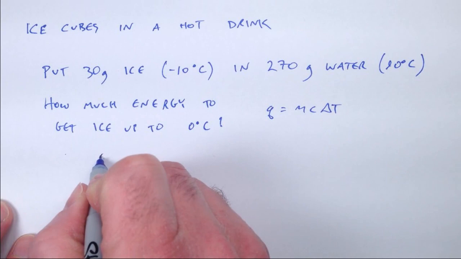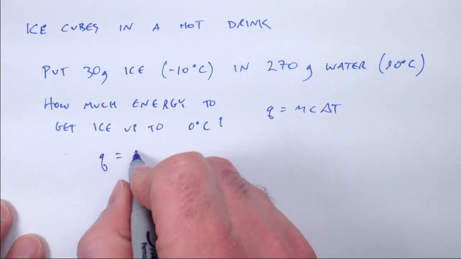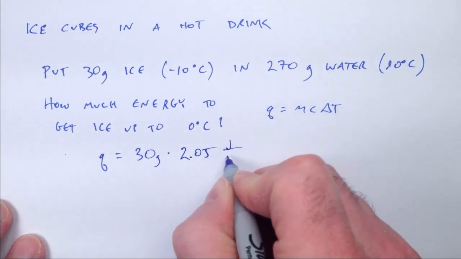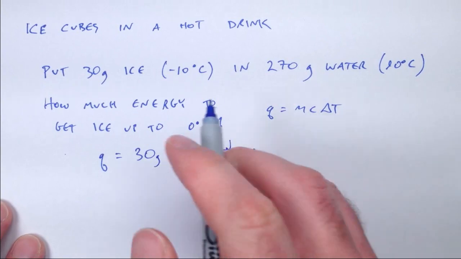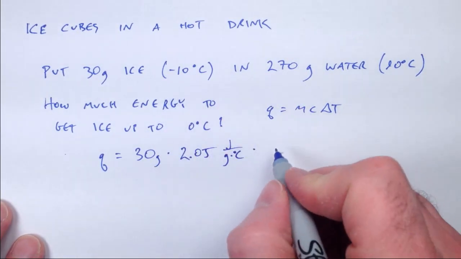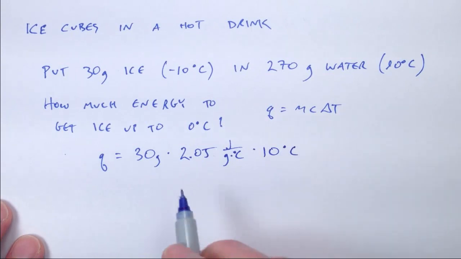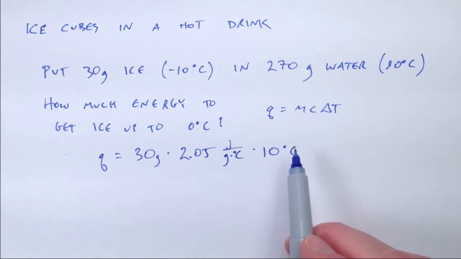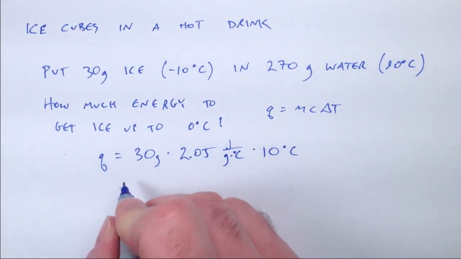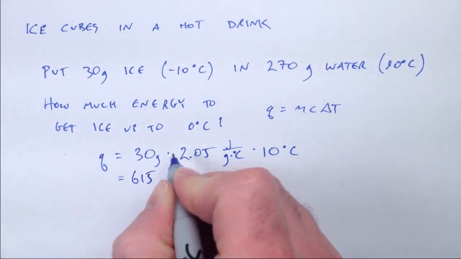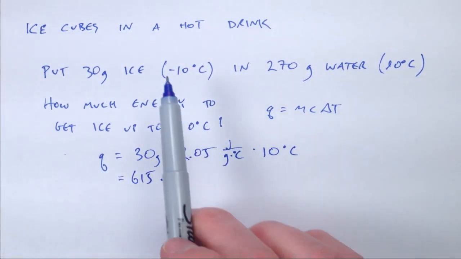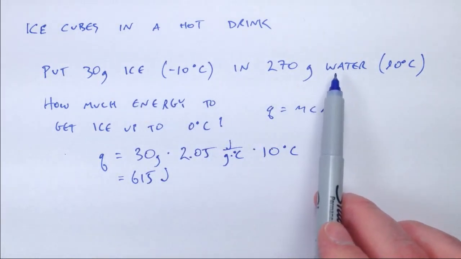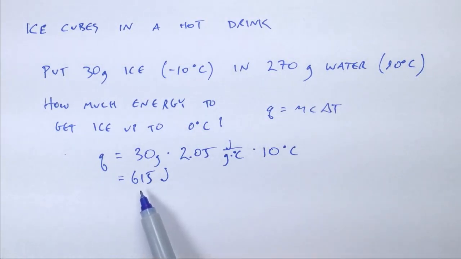So let's go. The unknown amount of heat it's going to take is 30 grams times the specific heat of ice times we only need to warm it up 10 degrees. So it's 30 times 2.05 times 10. That's 615. So in order to get this ice up to the point where it could melt, it's only going to cost this hot water 615 joules.